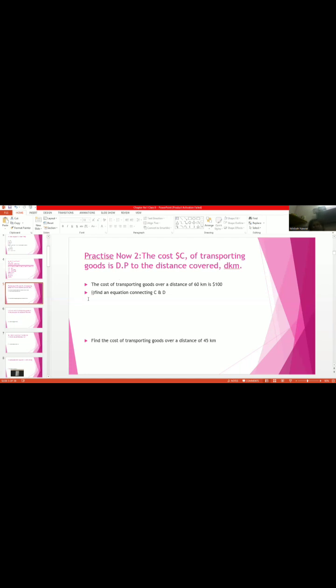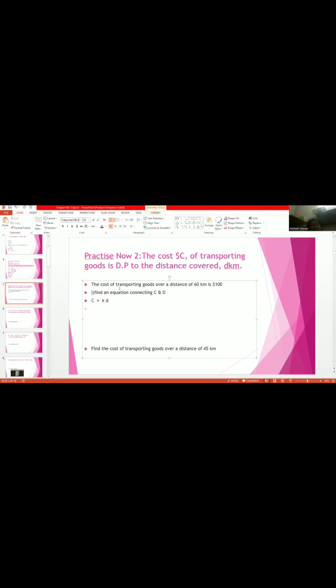Okay, so now we come to practice now 2, which is related to: the cost of transporting goods is directly proportional to the distance covered, that is D km. Just don't worry about this statement. Just concentrate on the variables. The first variable is C and the second variable is D. So here you have to put it here. Look here. First you have to write C, and then instead of writing directly proportional, you have to write K, and here you have to write the second variable, that is D.